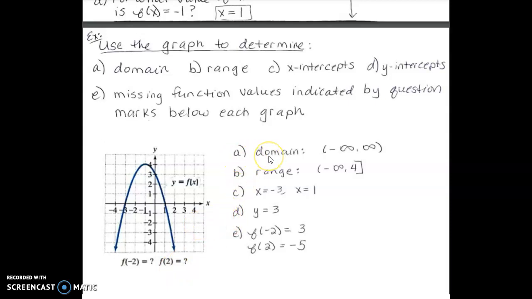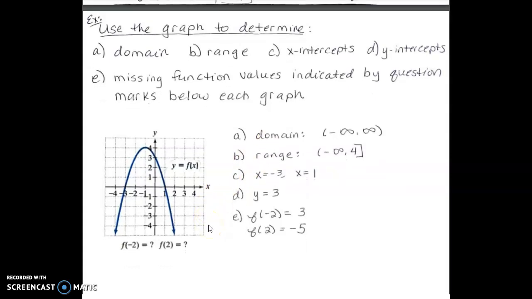Part A says find domain. Now before, when we found domain, we had to list individual values of x because we were given a finite set of points. This time we are given a graph, so we have to, remember, represent the domain by indicating all values that x could be. All right, so here we've got arrows on the ends of our graph, so that means that as I were to move off of my grid, this would continue to move down and left. And over here I would continue to move down and to the right. In other words, the pattern would continue.